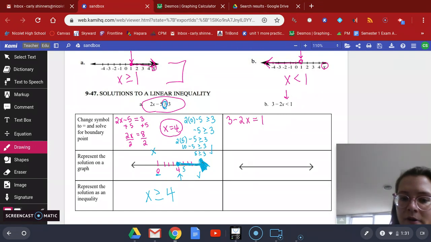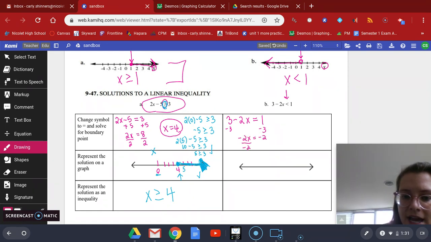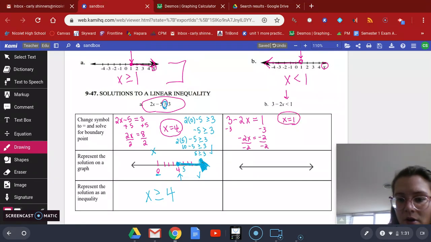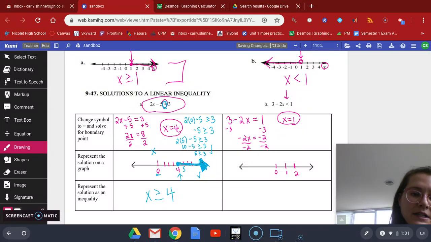And now I'm going to solve for my boundary. So let's subtract 3 and then divide by -2. And I get a boundary point of X equals 1, okay? So I always like to put 0 in the middle. 1 is over there. And then we also got to find a point to the right, okay?